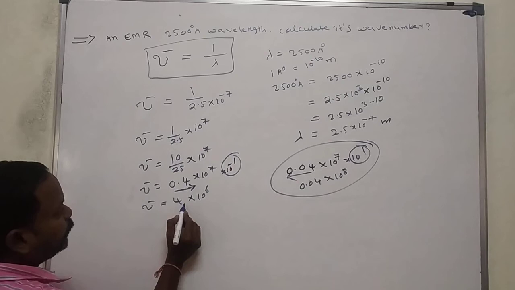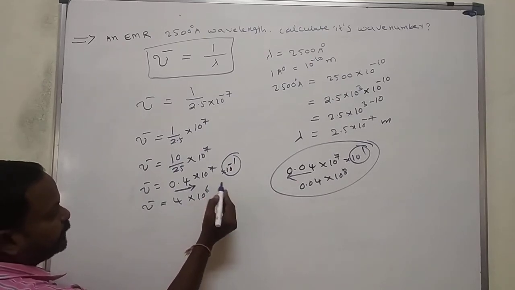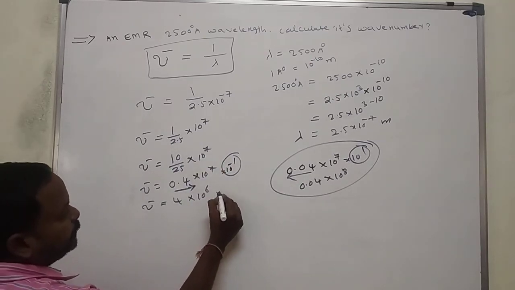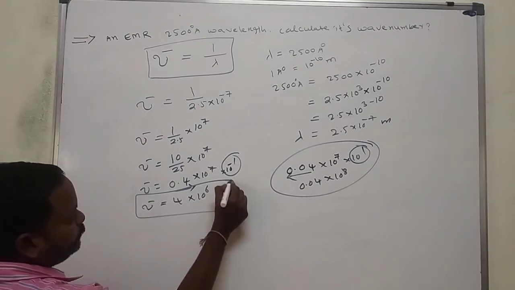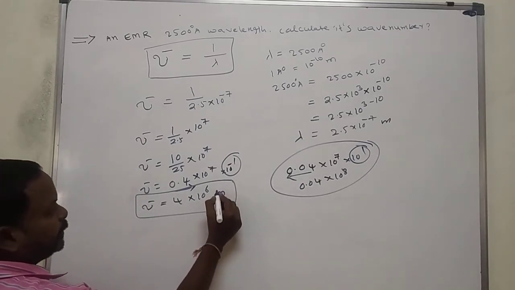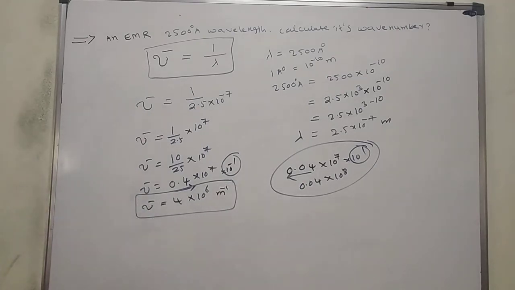Here, 4 into 10 to the power of 6, and the unit is per meter, not meters. This is the wave number. Nu bar is equal to 4 into 10 to the power of 6 per meter. That is what we call nu bar.